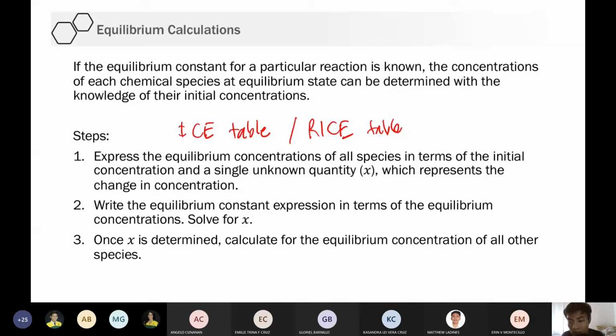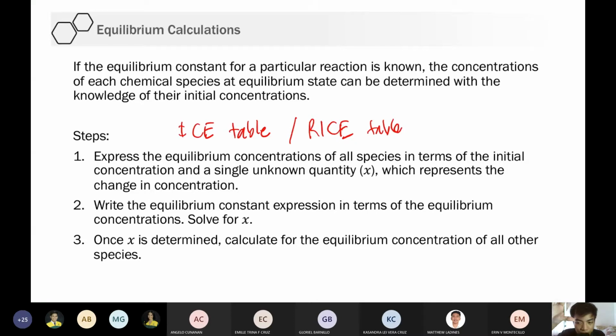The ICE table is an abbreviation. R is the reaction. I is the initial amounts. C is the changes in concentration. And E is the equilibrium amounts, the equilibrium concentration. To answer such a problem, the first thing you will do is construct the ICE table.